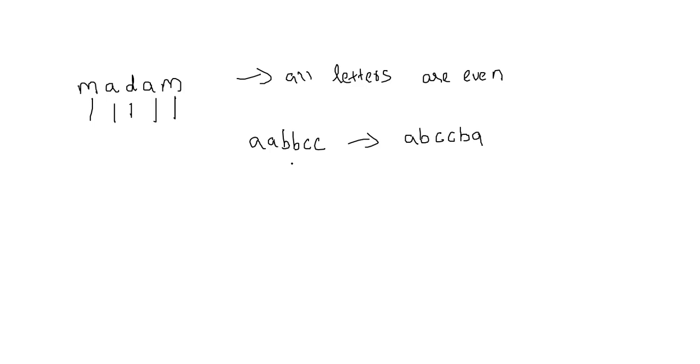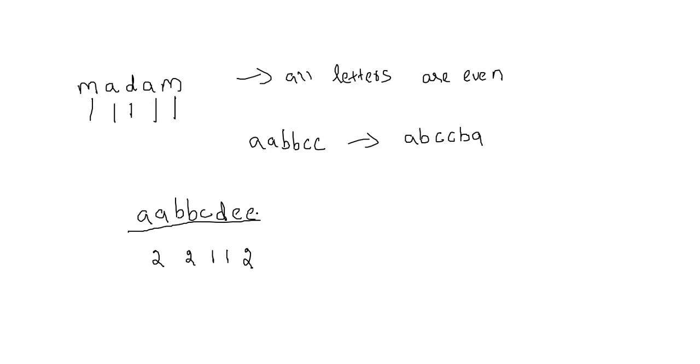In case we have more than one odd letter in the string, what can be the scenario? Let's take AA, BB, C, D, EE. So here I have A twice, B twice, C once, D once, E twice. When I have more than one character with an odd number of occurrences, what should I do? I have to take the length of the entire string.